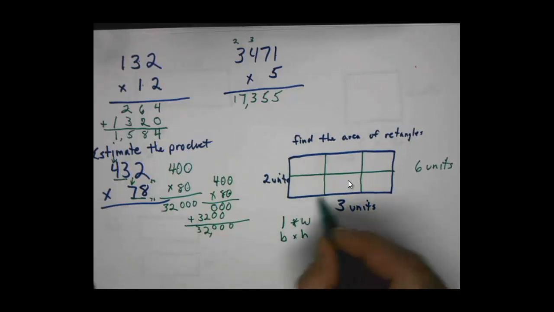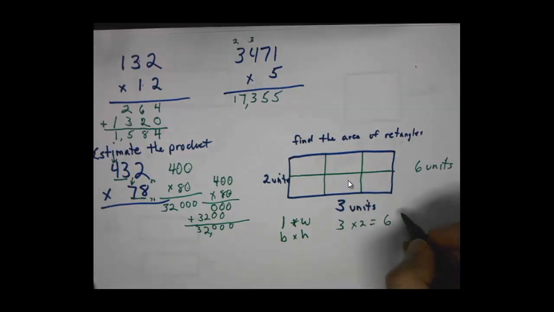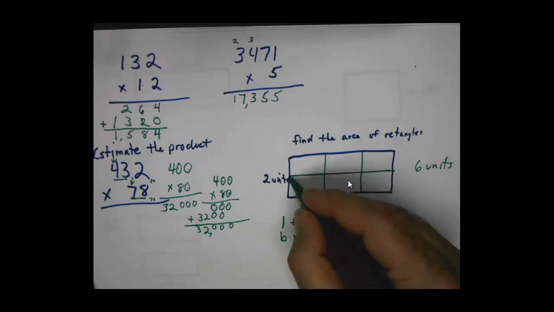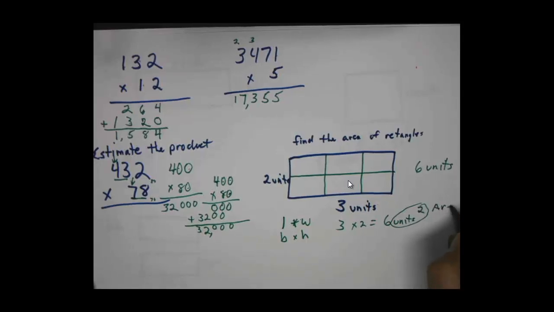So the length here is 3, the width is 2, and that's how we get our 6. And since these are units times units, the answer is all going to be units squared. And that squared units means whenever we see that, that's going to mean area. Okay, that's what that means.